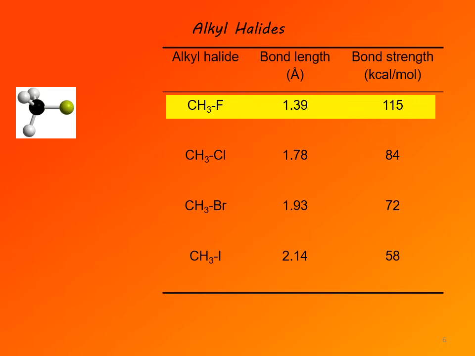So the carbon-fluorine bond has a bond length of 1.39 angstroms and a bond strength of 115 kilocalories per mole. That's actually a rather short and rather strong bond. Compared to bonds in chemistry generally, that is a short and strong bond. And in a reaction, we would not expect these bonds to break easily. So we actually would not expect fluorine to be a leaving group.